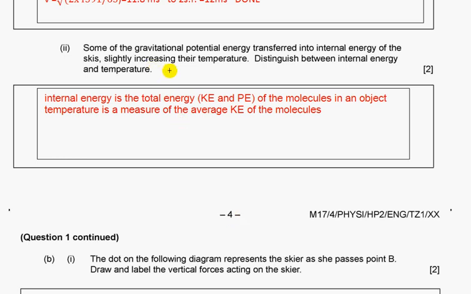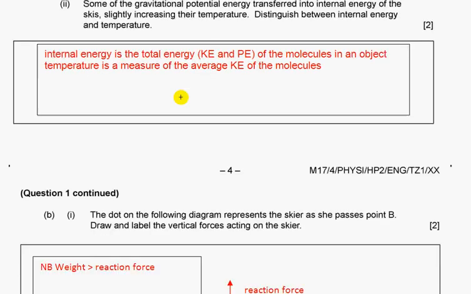Some of the gravitational potential energy is transferred into internal energy of the skis, slightly increasing their temperature. Distinguish between internal energy and temperature. Internal energy is the total energy, kinetic and potential, of the molecules in an object. Temperature is a measure of the average kinetic energy of the molecules.